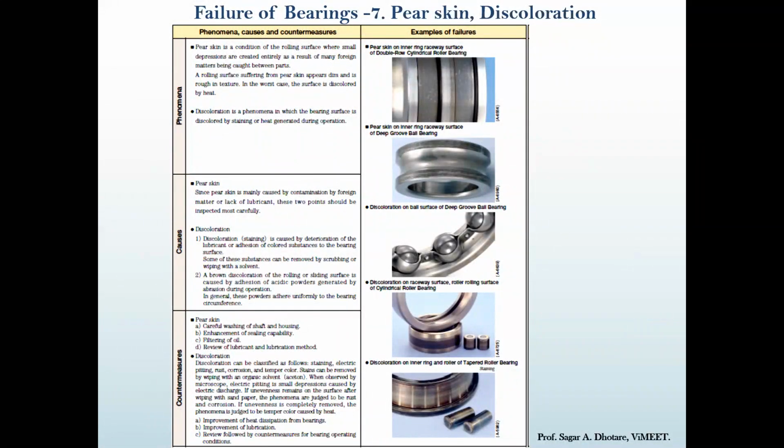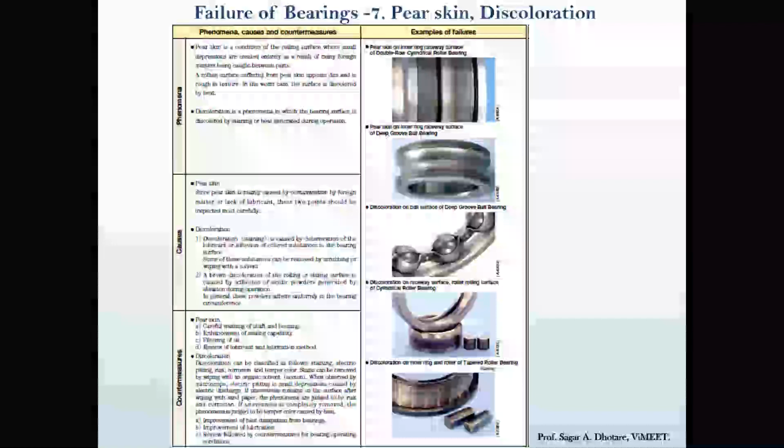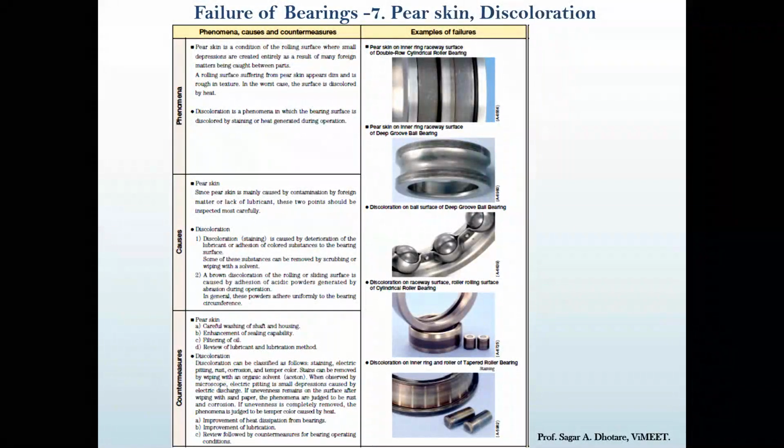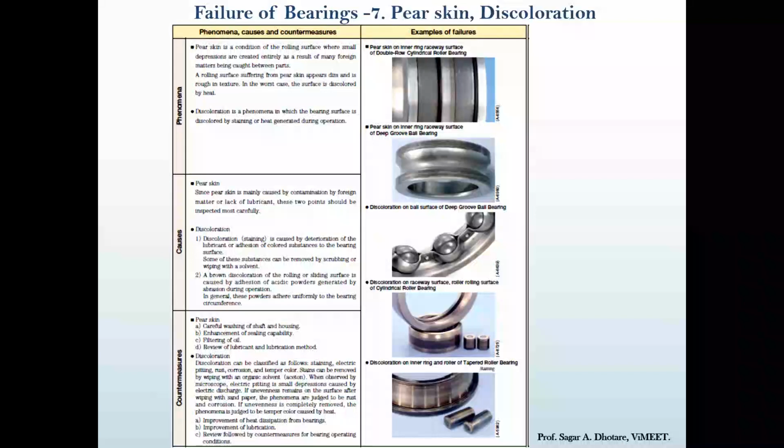Rolling surface peeling from the pier skin appears dim and is rough in texture. In the worst case, the surface is discolored by heat. So discoloration is the phenomenon in which the bearing surface is discolored by staining or heat generation during the operation. You can look at the outermost area where the contact occurred.